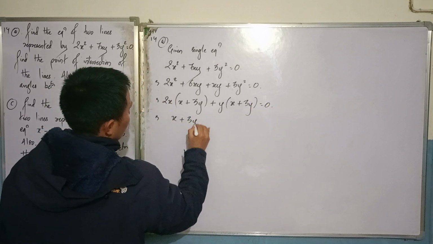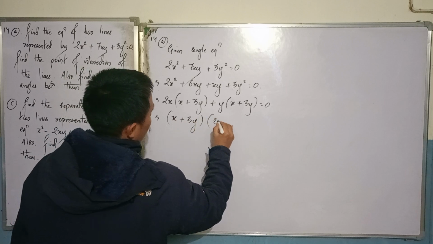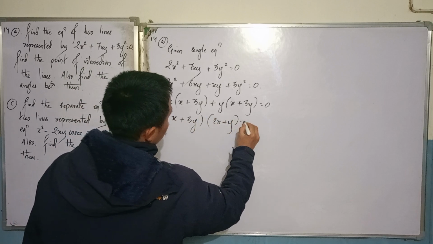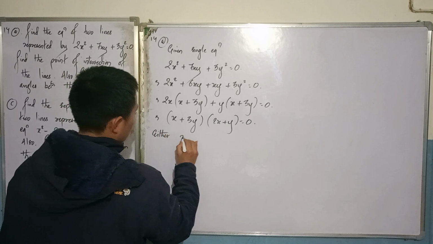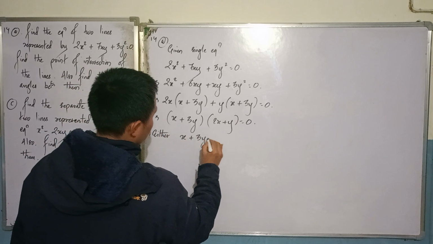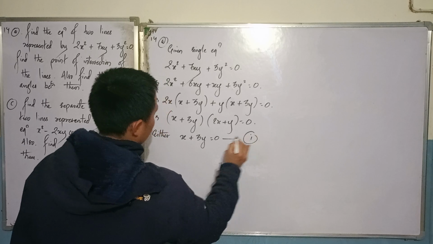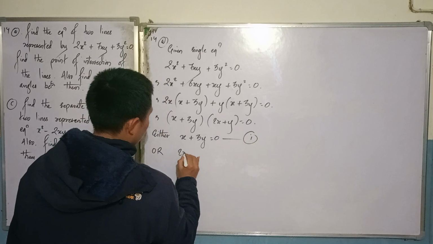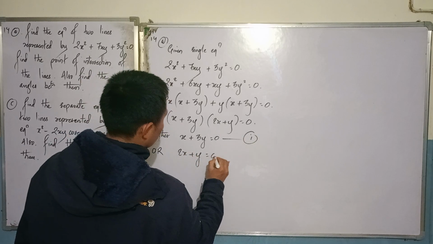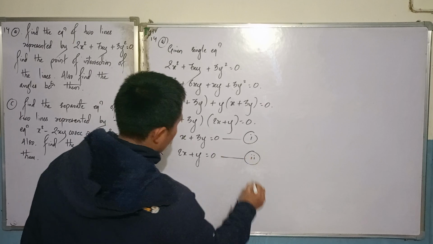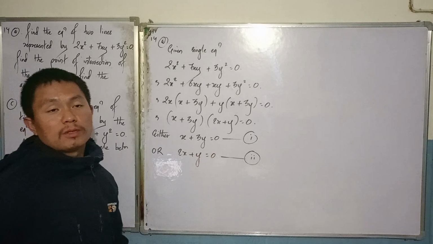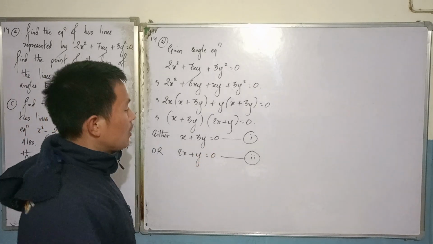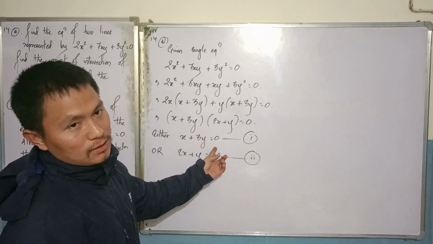So x plus 3y, another 2x plus y is equal to 0. Either x plus 3y is equal to 0, or 2x plus y is equal to 0. Okay, so these are the two separate equations of straight lines. Okay, so they don't have the constant terms.